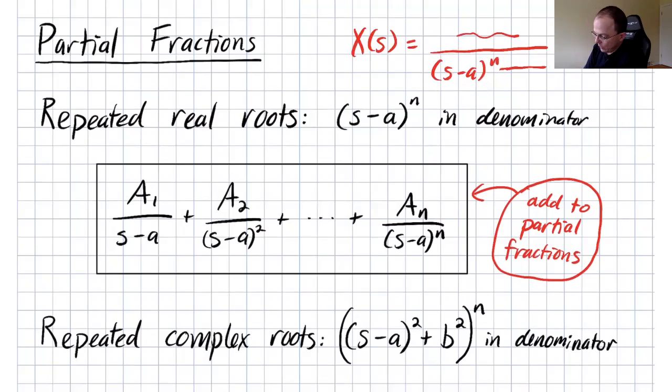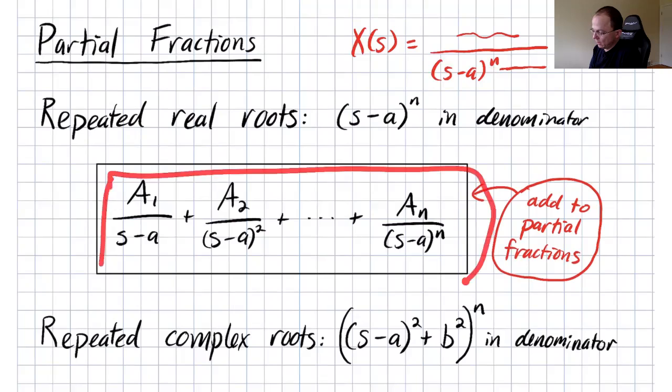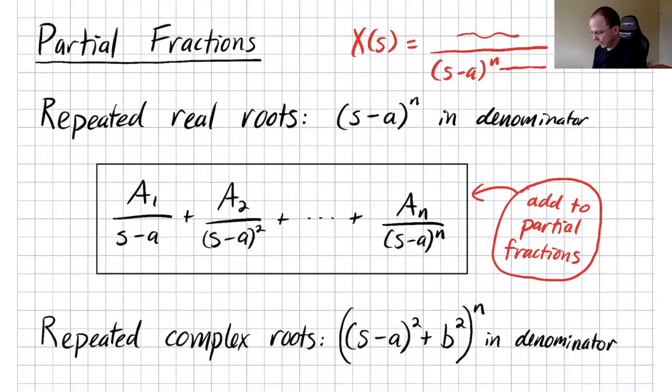So what we do is we have a number a1 over s minus a, and then a different number a2 over s minus a squared, and you keep going up. So you start with s minus a, then you have s minus a squared, up to whatever this number n is, up to s minus a to the n. And then we have a different coefficient in the numerator for each of those. So this is what we would add to our partial fractions in order to split this thing up here into a sum of things that look like this. Okay, so that's the first thing.